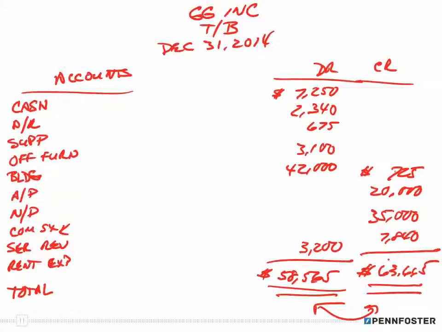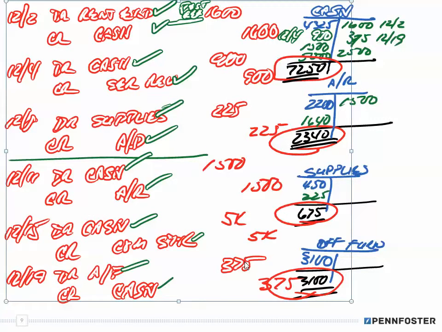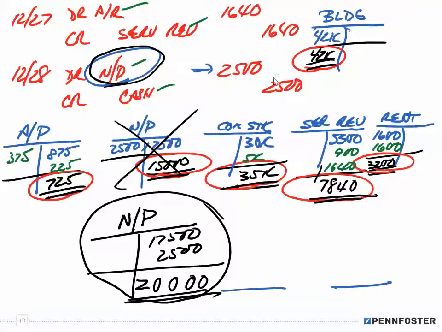So I know that I have to go back and look through my work in order to find where my mistake was. I don't have many transactions, so I can do a lot of eyeballing here. I'm looking down, I can see that my journal entries are all right, that my debits equal my credits on my journal entries.